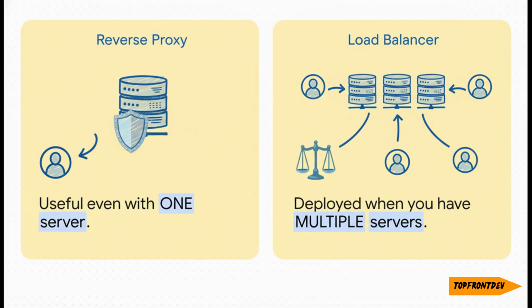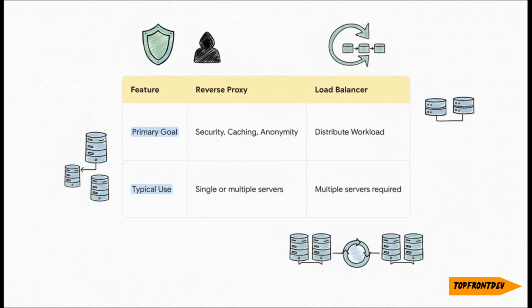A reverse proxy adds value even if you only have one server. A load balancer, by its very definition, only makes sense when you have multiple servers that you need to distribute traffic among. It's purely a tool for scaling out. So let's look at this side by side. For the reverse proxy, the primary goals are things like security, caching, maybe even SSL termination. For the load balancer, it has one main job: distribute the workload, and that directly impacts how you use them.